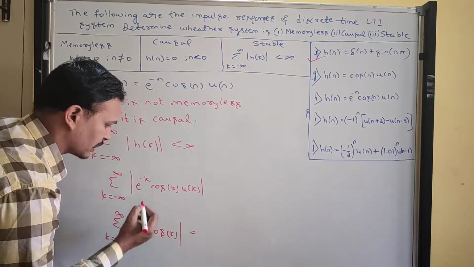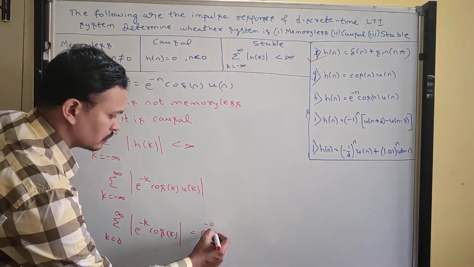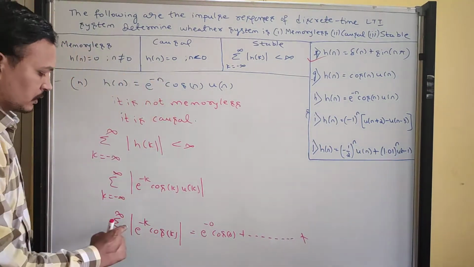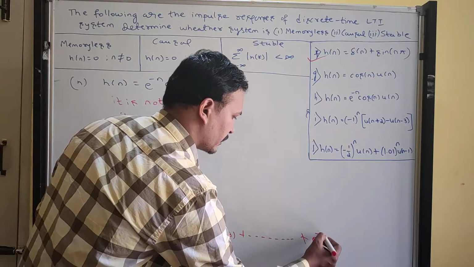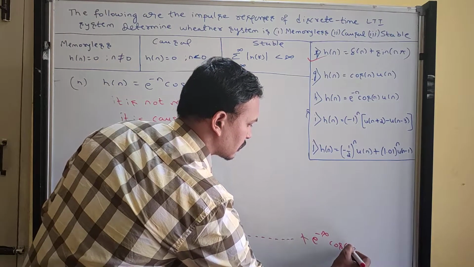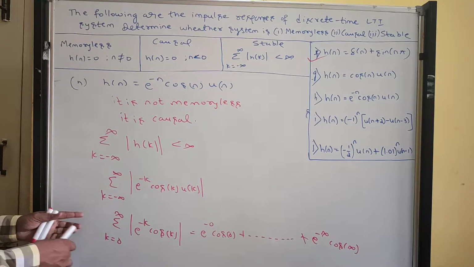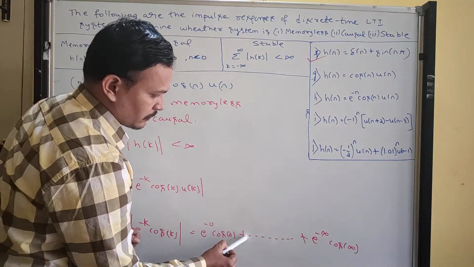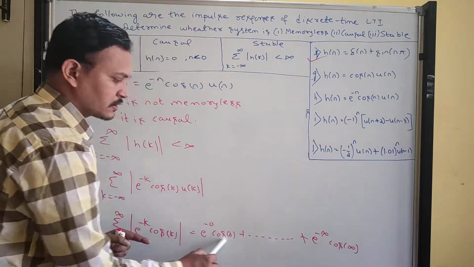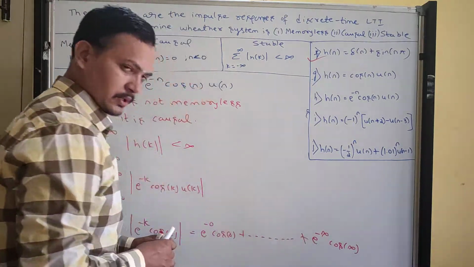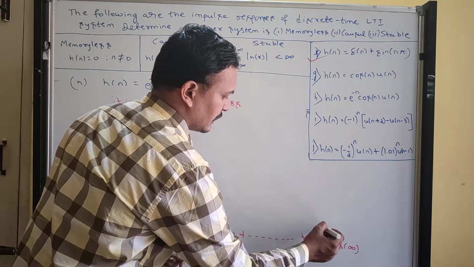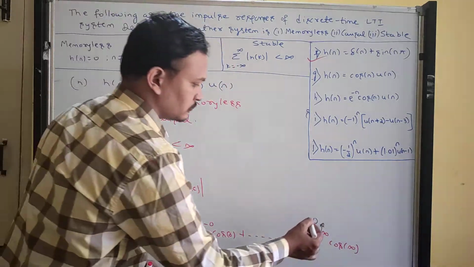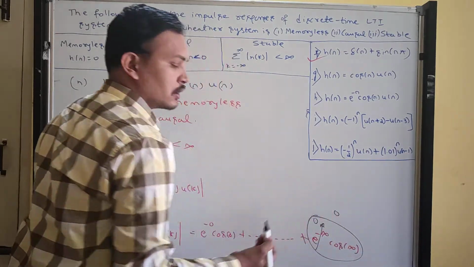Now expand this. Put k value 0: e power minus 0 into cos 0, plus keep on expanding like this. Now put the highest value, infinity: e power minus infinity into cos infinity. See, you will get one finite answer at each step, and up to a value less than infinity you will get finite values only. But in the last term, e power minus infinity is 0 and cos infinity is undefined. Undefined into 0, you will get 0 only.